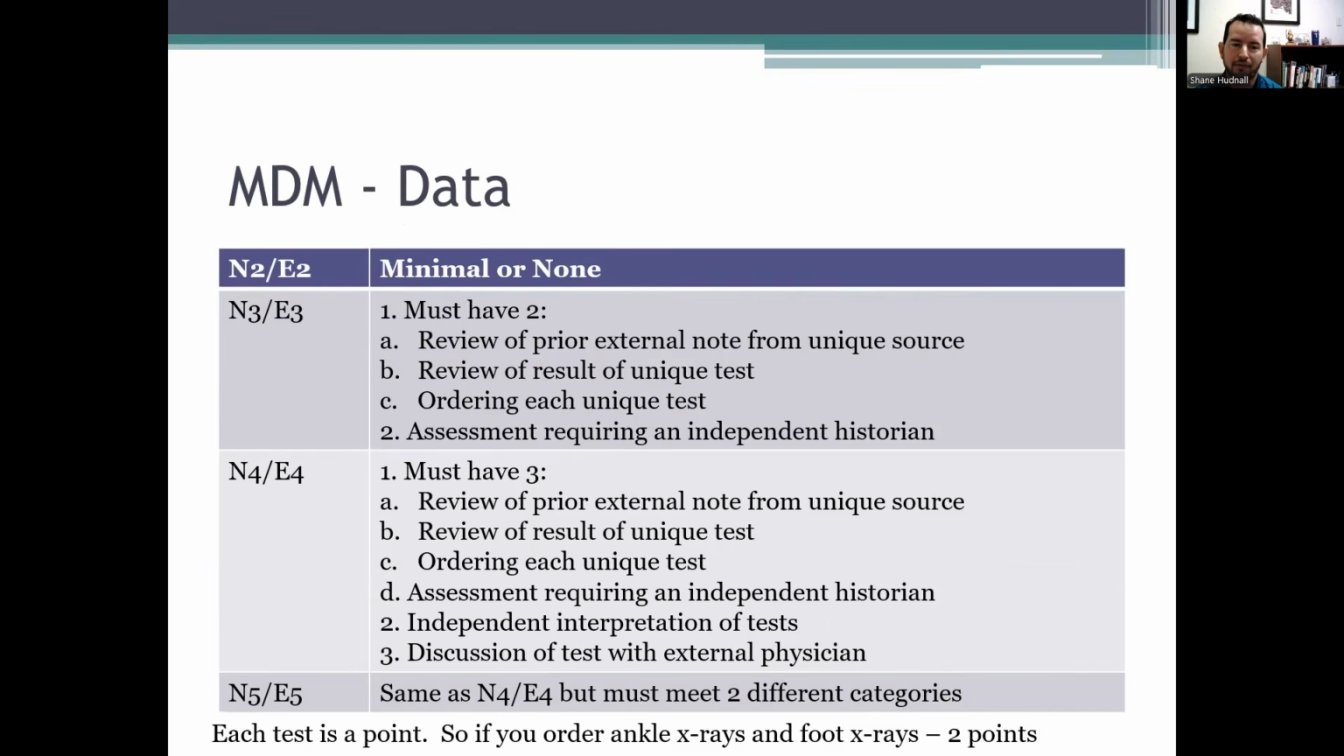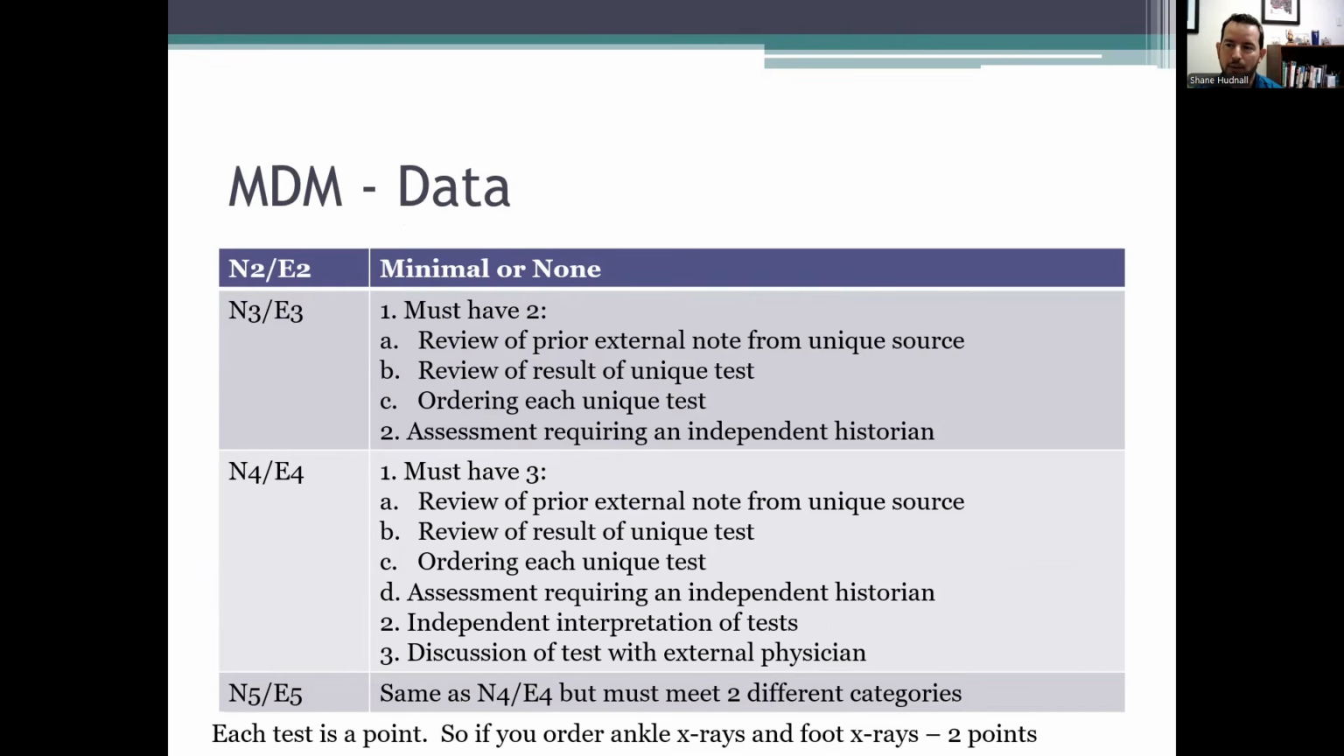Now, the level 4, you have those same first part of this, but you must have three of reviewing an external note, reviewing the result of a unique test, ordering a unique test, and you get multiple points for that too. So if you ordered a CBC, a CMP, did a synovial fluid analysis, those are three different, you get 3 points and meet the level 4 for that. But also note that instead of it being its own, that assessment requiring an independent historian is woven within that. So that becomes one of the three in that category.